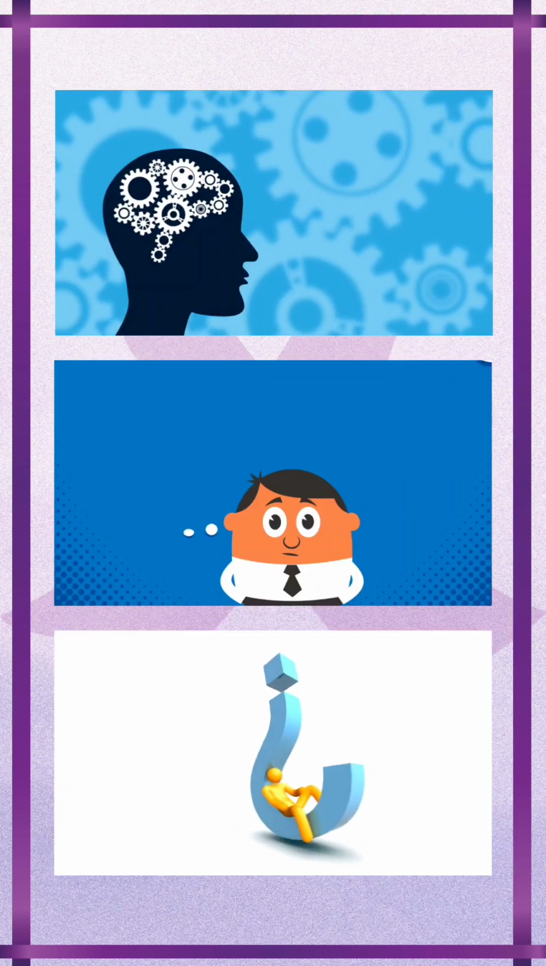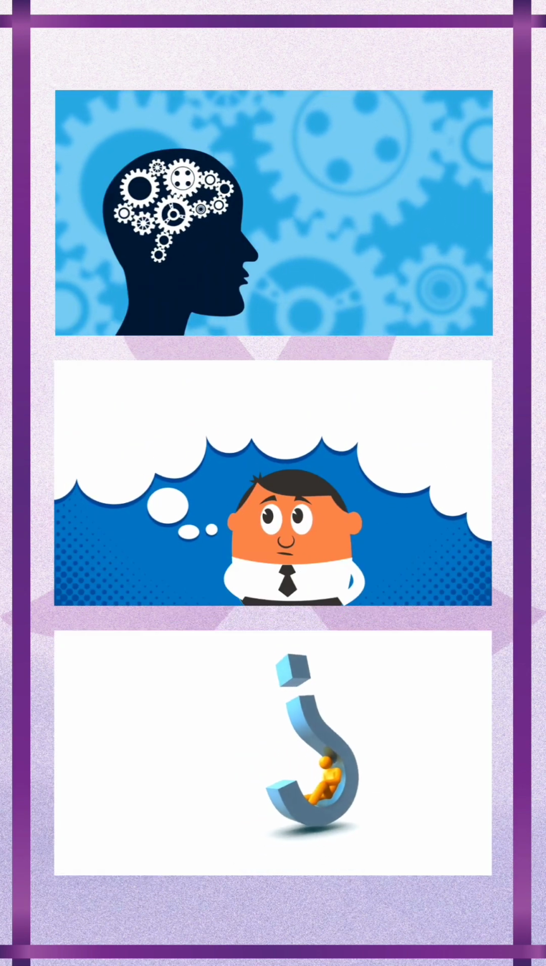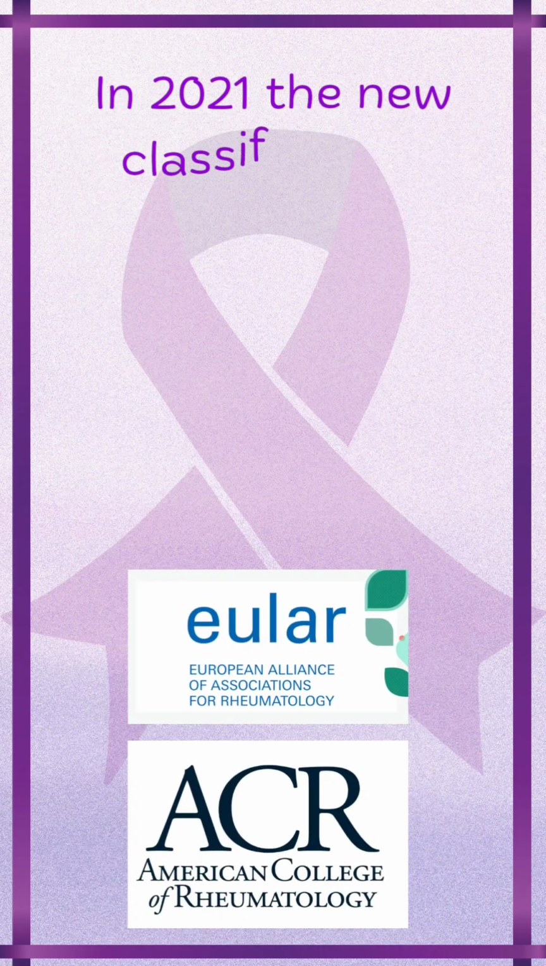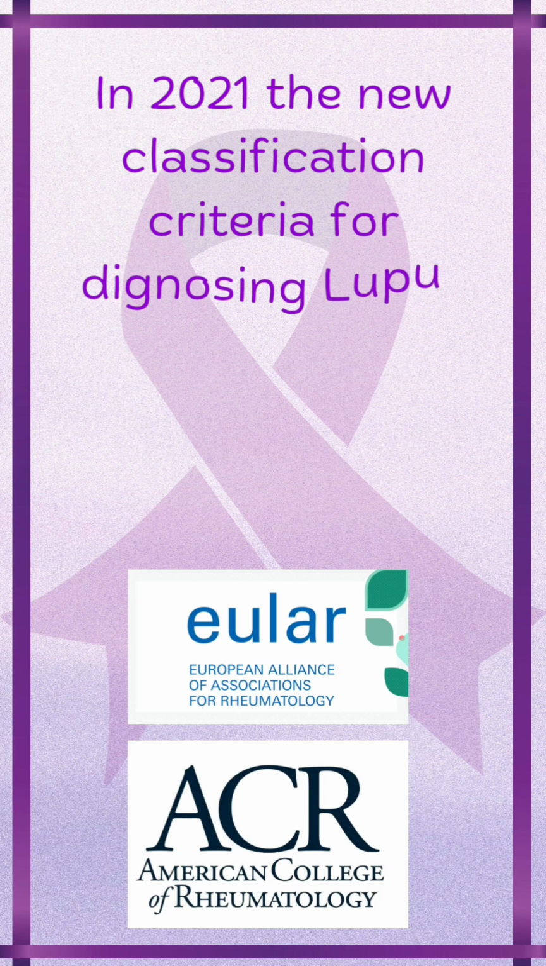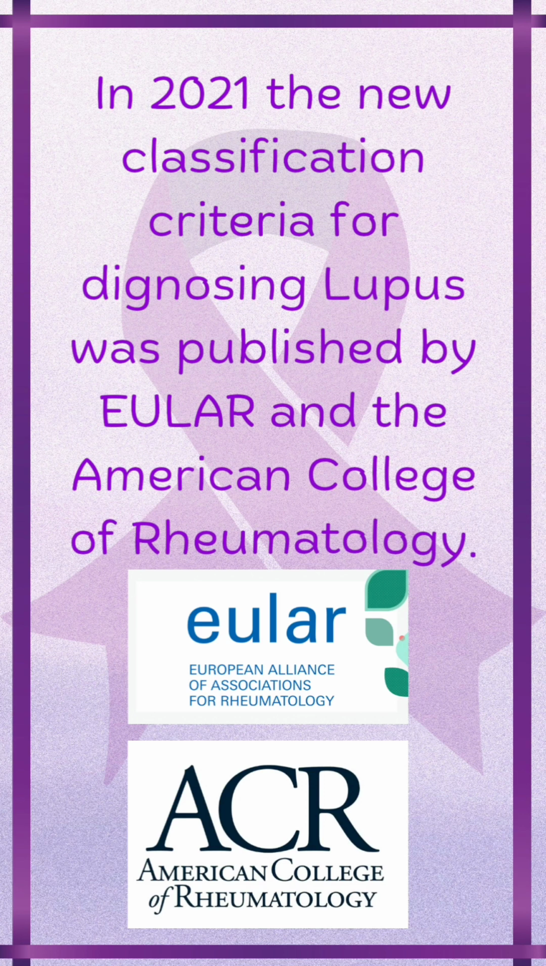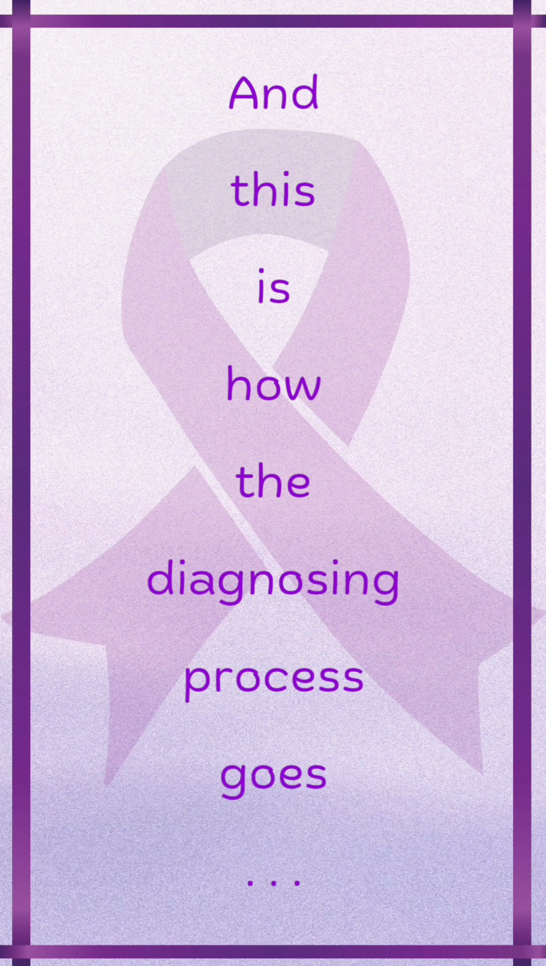This is probably going to take up most of the video, so put on your thinking caps and really concentrate because this is going to take some thinking. Okay, in 2021, the new classification criteria for diagnosing lupus was published by the EULAR and the American College of Rheumatology. And this is how the diagnosing process goes, because it is a process.